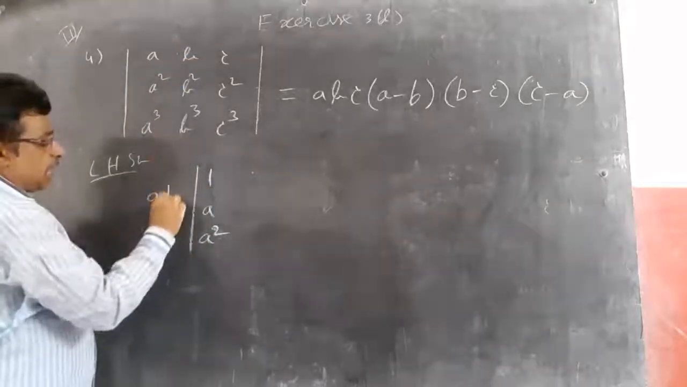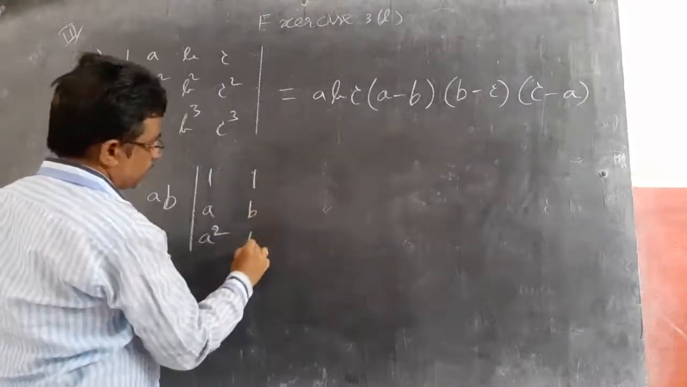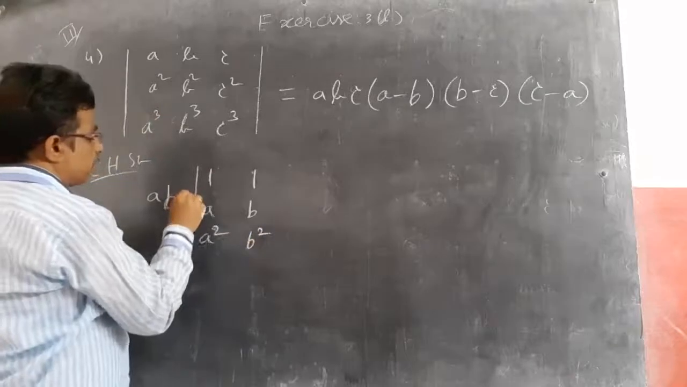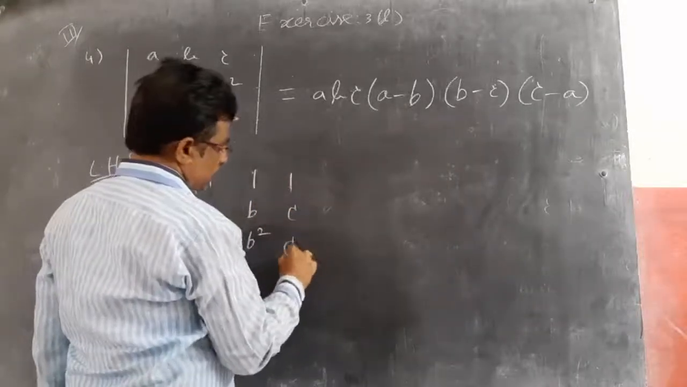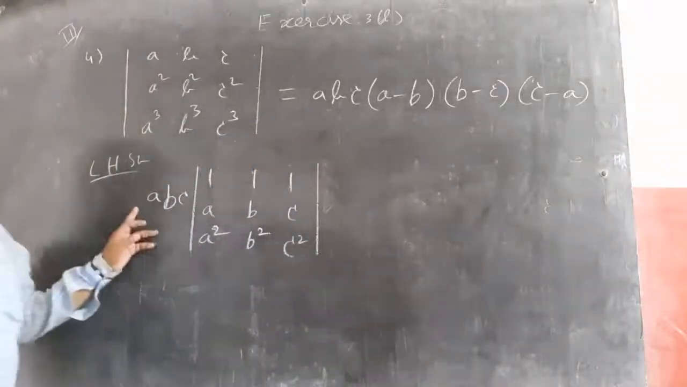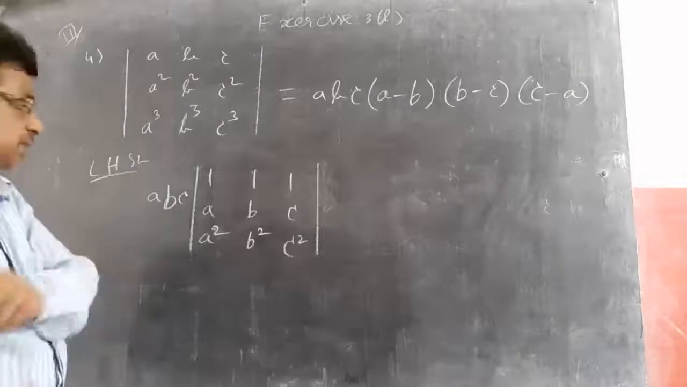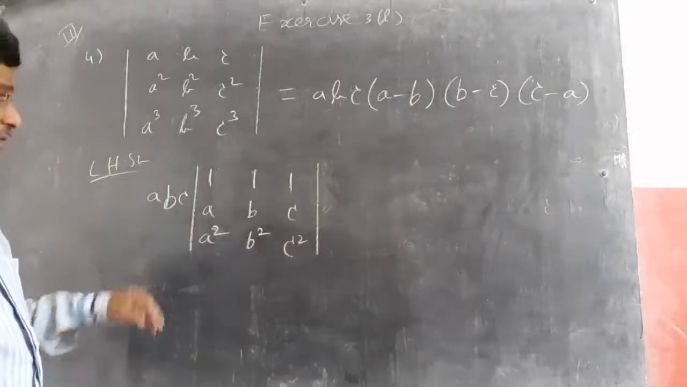And from the second column, if I take B common, left out is 1, B, B square. And from the third column, if I take C common, 1, C, C square. So like this, I take A common from the first column, B common from the second column, C common from the third column. And what do I get? How do I proceed for the next?